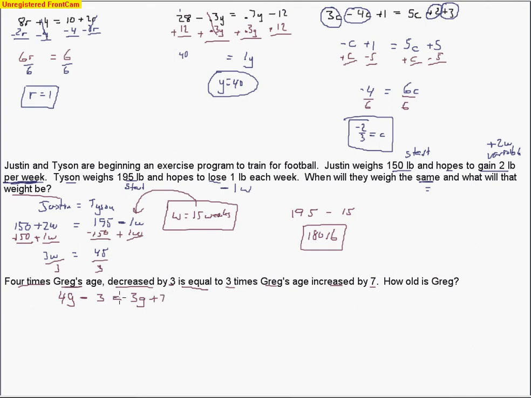Well, we've got the equation set equal now, and so we can solve. I'm just going to move some terms around. Subtract 3g from both sides, add the 3 to both sides, and we've got our answer. So G equals 10 years. That's how old Greg is.